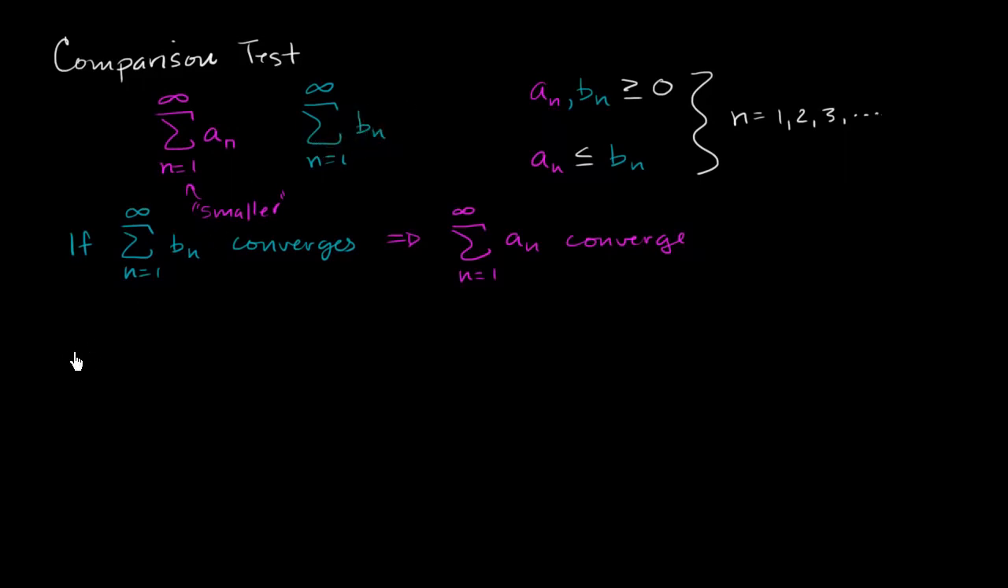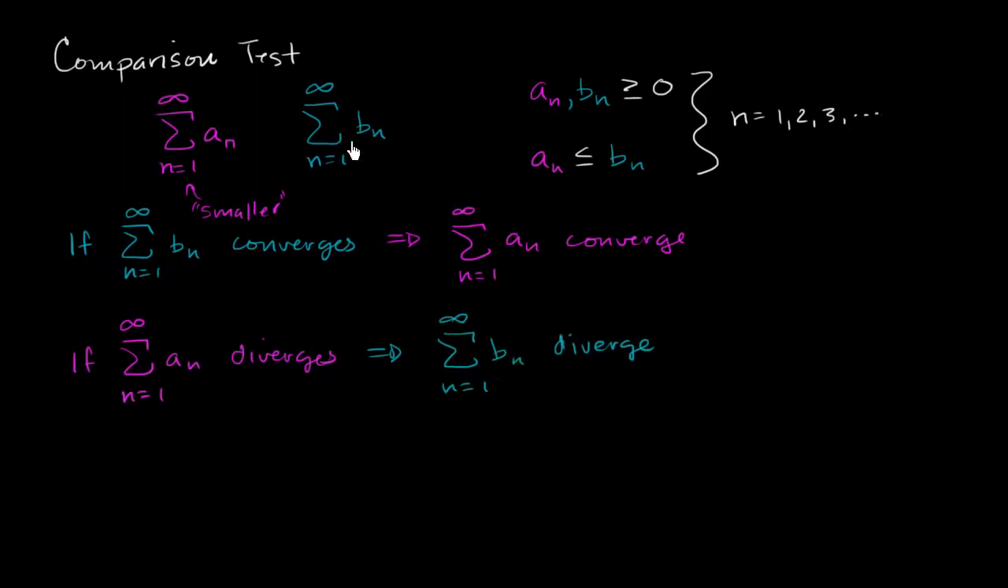So let's write that down. So the comparison test tells us if our smaller series diverges, if this one diverges, then the larger one must also diverge.